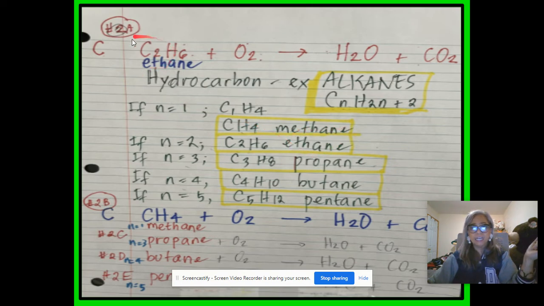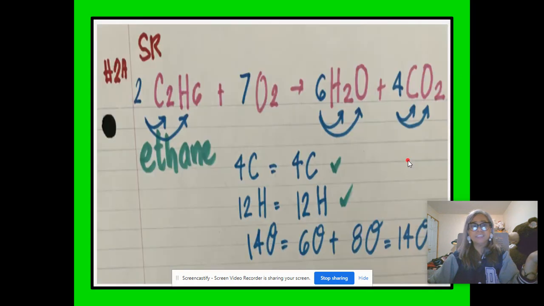Ethane is this in our example, right? And if n is equal to 2, so this is now a 2. So 2 times 2 is a 4. 4 plus 2 is 6. That's why we have C2H6 for ethane, and so on, right? So let's try and balance the ethane.